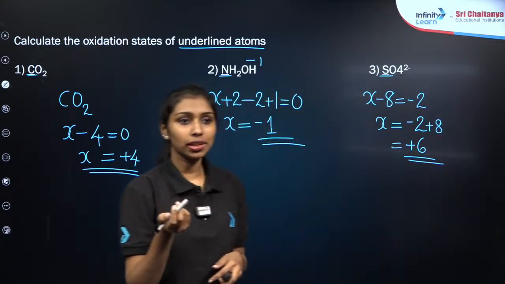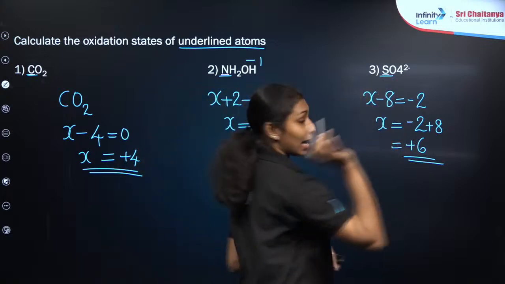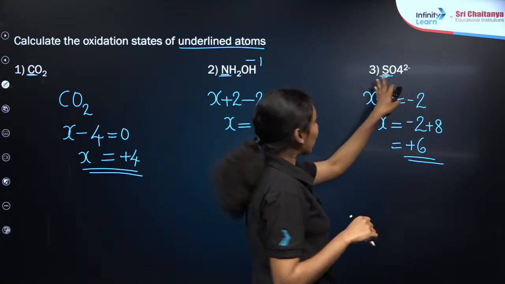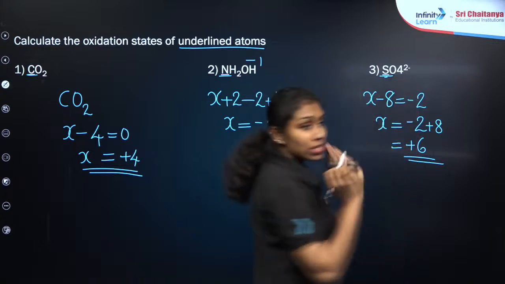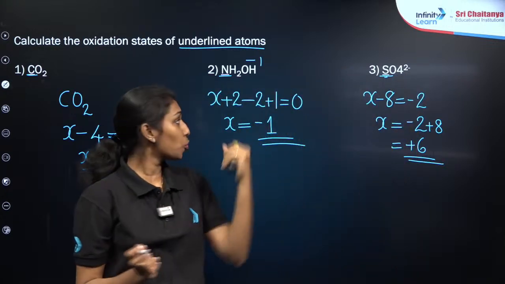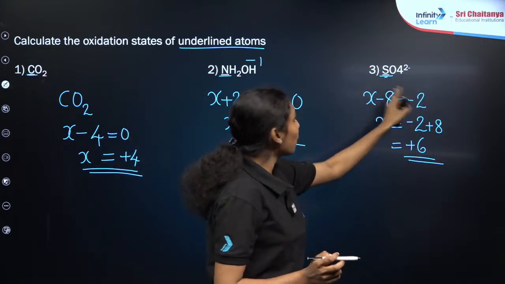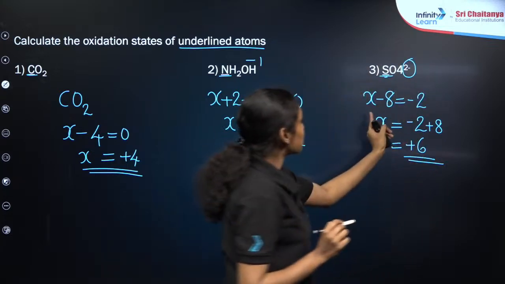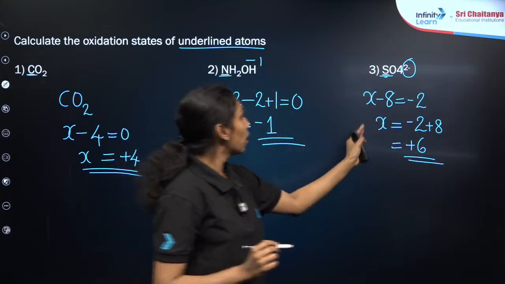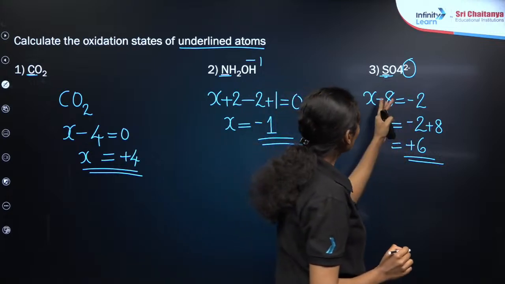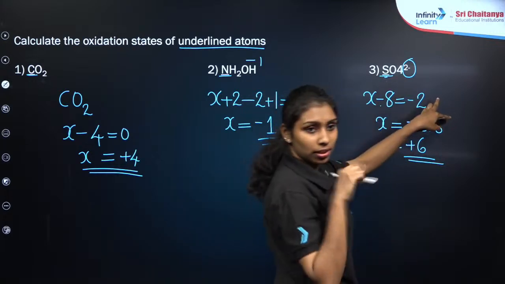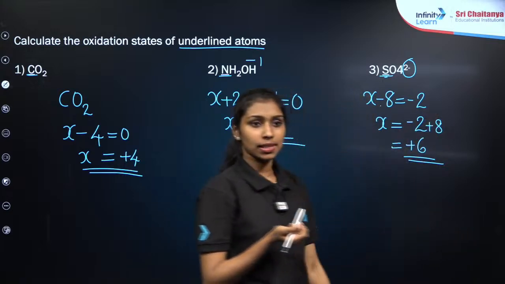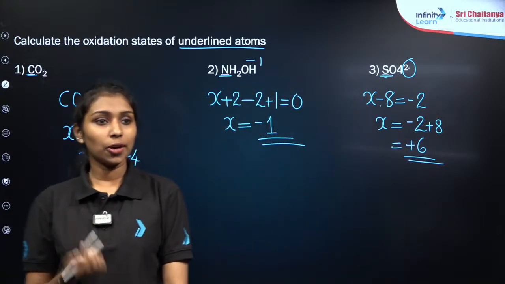Is there any confusion? The third question, I am explaining once again. For example, sulfur you have to calculate. Oxygen, 4 oxygen atoms are present, right? 4 into minus 2 is minus 8. X minus 8 is equal to minus 2, which is the charge on this particular ion. This minus 8 will go to the right side, which will form minus 2 plus 8, which means 8 minus 2 is equal to plus 6. Clear? Or any doubt?